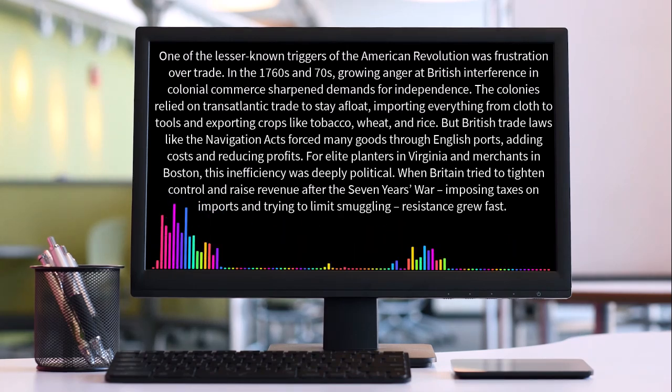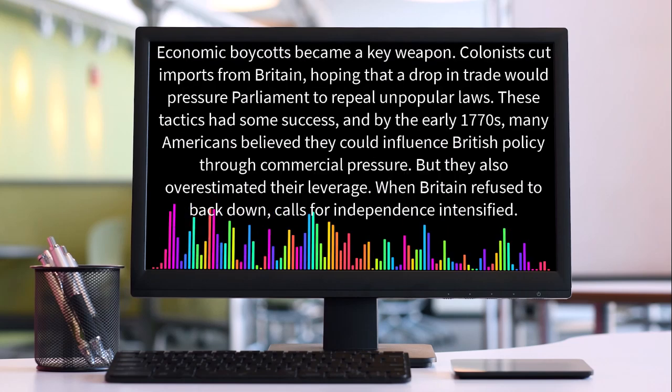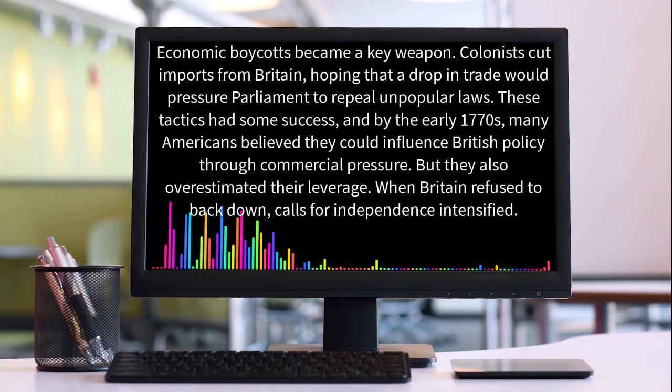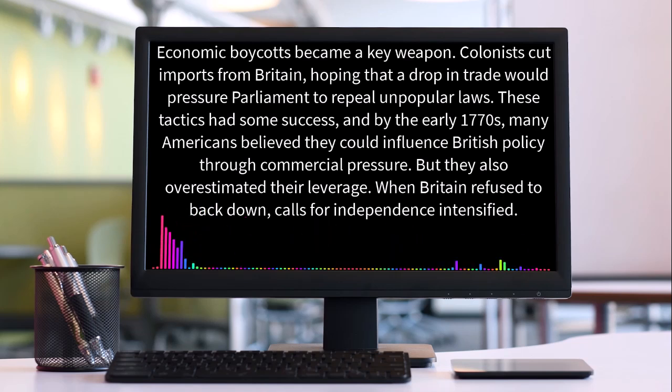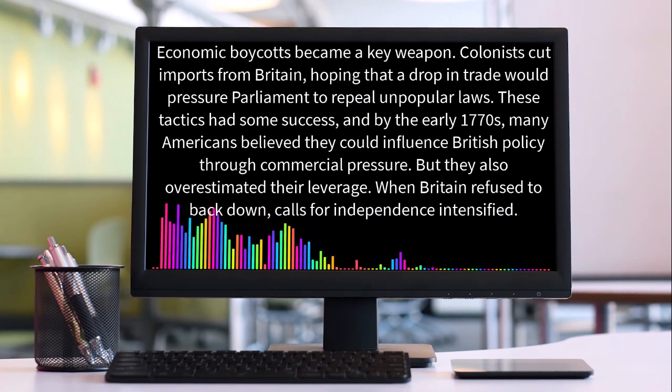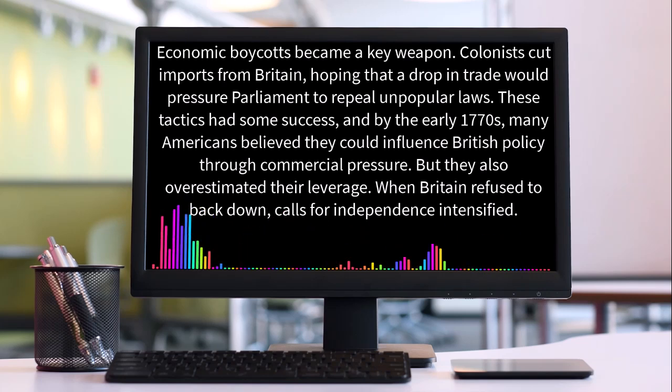When Britain tried to tighten control and raise revenue after the 7 Years' War, imposing taxes on imports and trying to limit smuggling, resistance grew fast. Economic boycotts became a key weapon. Colonists cut imports from Britain, hoping that a drop in trade would pressure Parliament to repeal unpopular laws. These tactics had some success, and by the early 1770s, many Americans believed they could influence British policy through commercial pressure. But they also overestimated their leverage. When Britain refused to back down, calls for independence intensified.